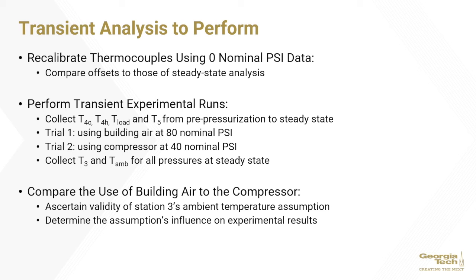Now, first trial will be using building air at 80 nominal psi, second trial at 40 psi using the compressor. We'll also, once in that steady state zone, find T3 and T ambient as well, with the goal of comparing the building air usage to that of the compressor, mostly to ascertain the validity of Station 3's ambient temperature assumption and determine that assumption's influence on our experimental results.